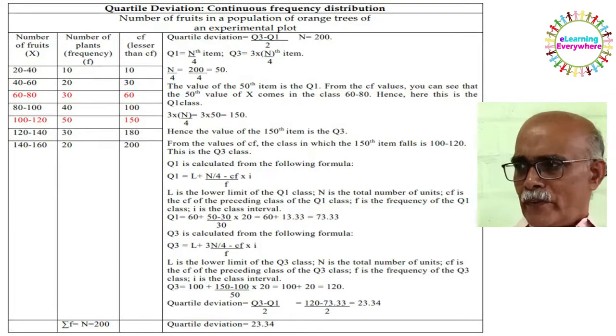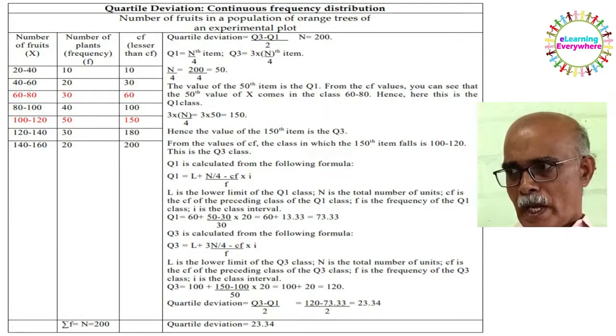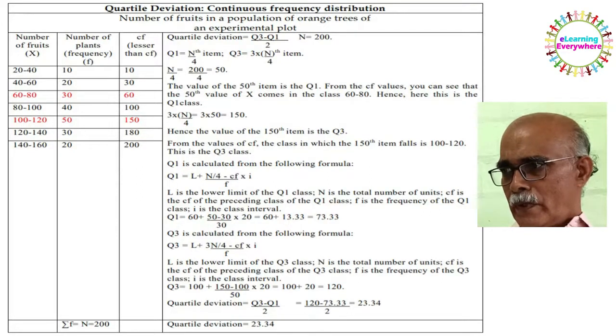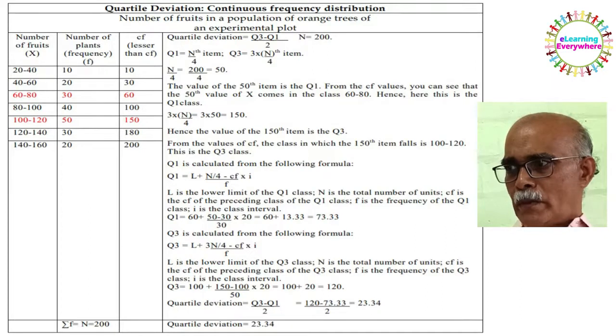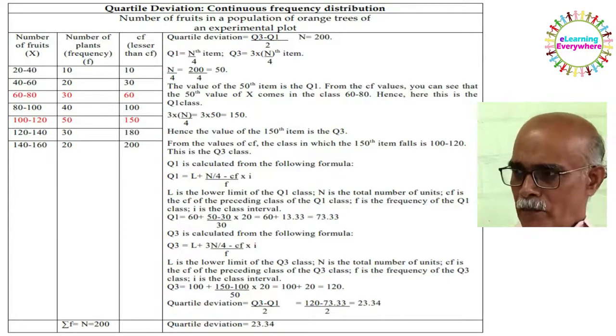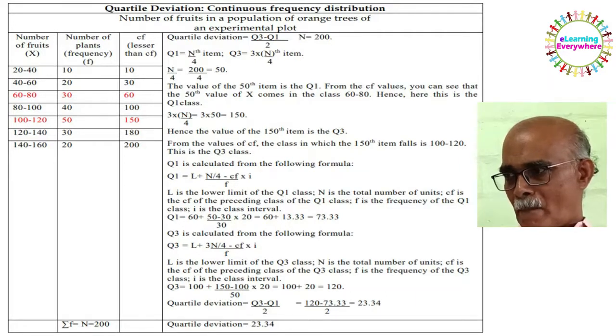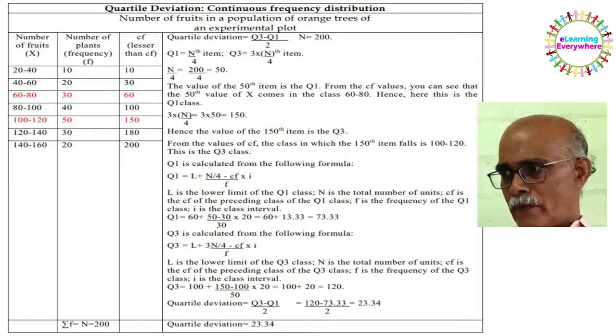Using a formula, you have to find out the Q1 and Q3 from the classes, because they are frequency classes and there is no single value. Q1 is equal to, the formula is similar to the formula that you have used for finding out the median. Q1 is equal to L plus N by 4 minus CF divided by F into I. And the formula for Q3 is L plus 3 into N by 4 minus CF divided by F into I.